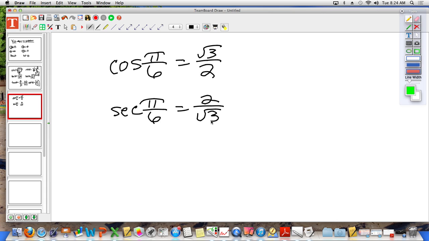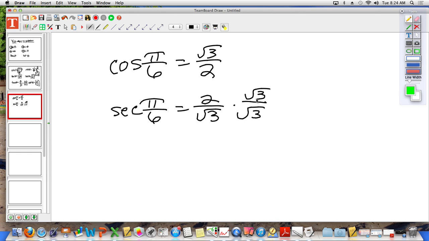I can't leave my answer like that. Why can I not leave my answer like that? There's math rules. What's wrong with this right here? There's a square root at the bottom. Yeah, so we have to get rid of that square root. So I'm going to multiply by the square root of 3 on both the top and the bottom.